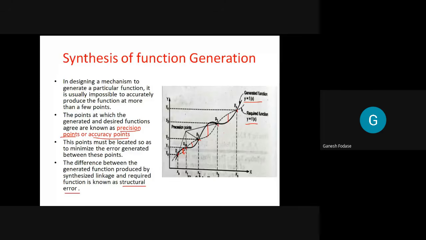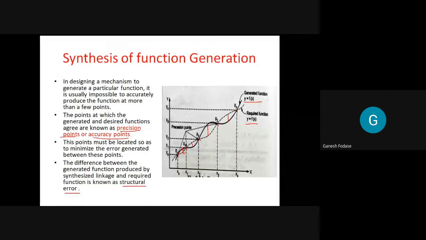So in designing a mechanism to generate a particular function, it is usually impossible to accurately produce the function at more than a few points. This is our actual one, and this is our required one. The actual one is not matching at every instant, but it is matching at some instances. So our actual mechanism may give some error. It may be exact at some points, but not at all points.